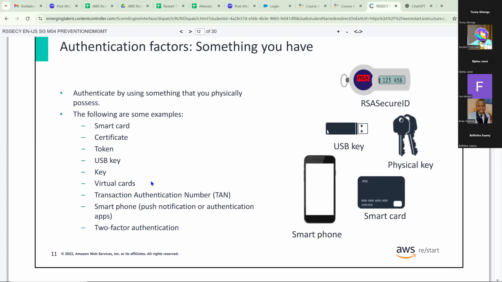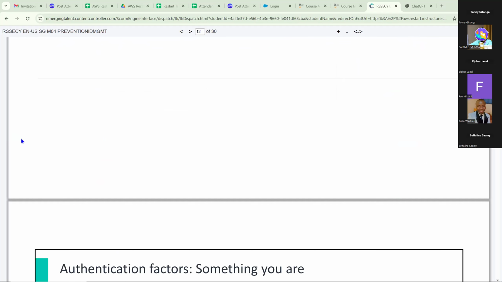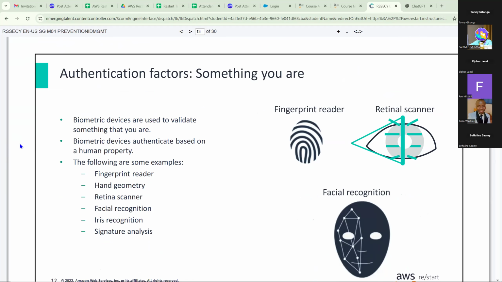Then you'll be able to input that and you will be authenticated. Then we move on to another factor, which is something that you are. And here we are talking about biometrics. Biometric devices are used to validate something that you are. Biometric devices authenticate based on a human property. The following are some examples.